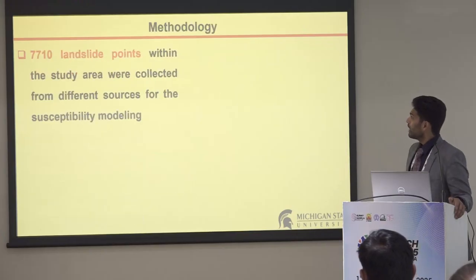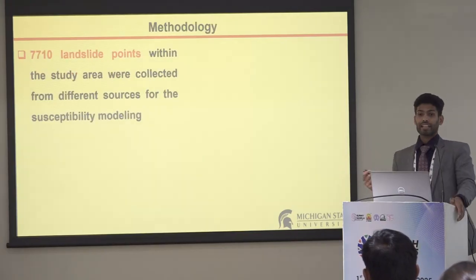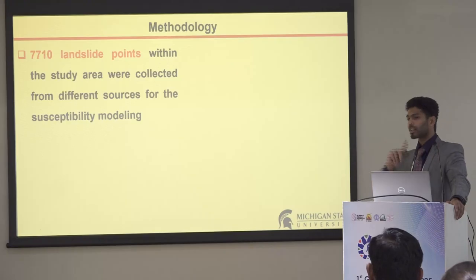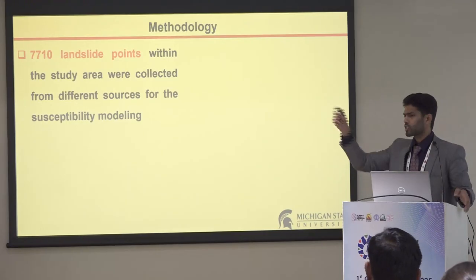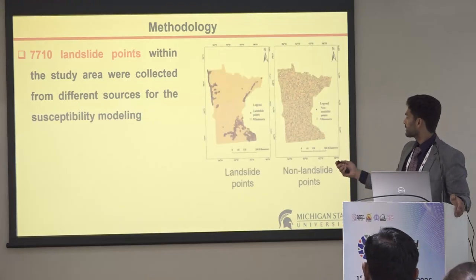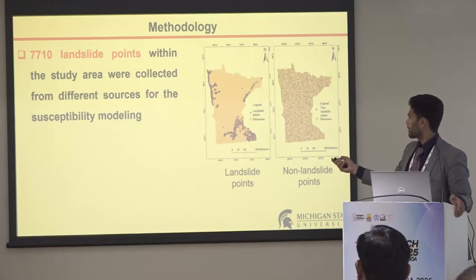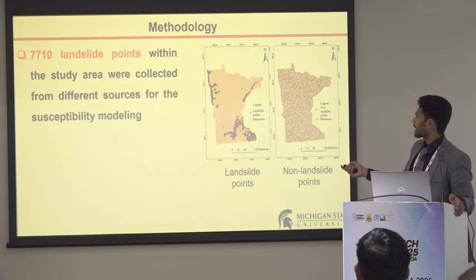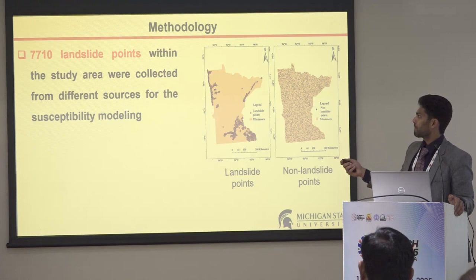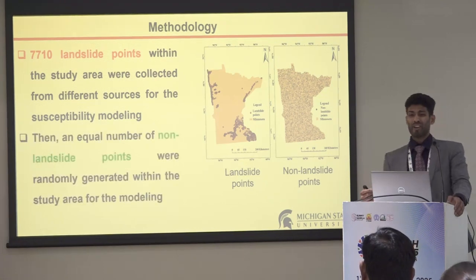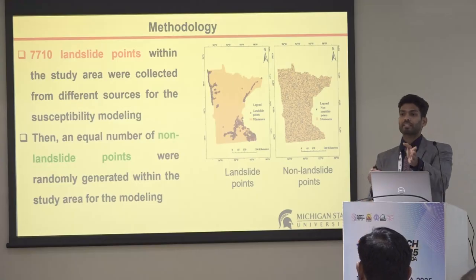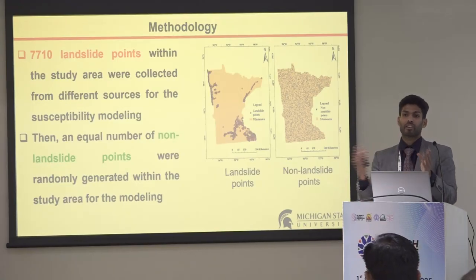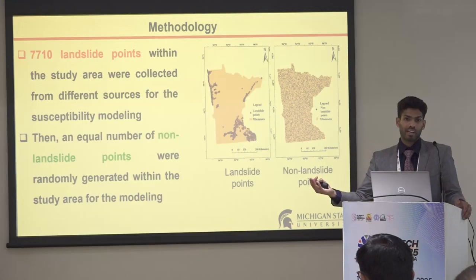So the methodology: we collected 7,000 points from various sources across Minnesota. And you can see this is the distribution of the landslide points. Then we created buffer zones around them and got an equal number of non-landslide points. So now we have 14,000 points. These 14,000 points were split into 70% and 30%, basically 70% for training and 30% for validation.